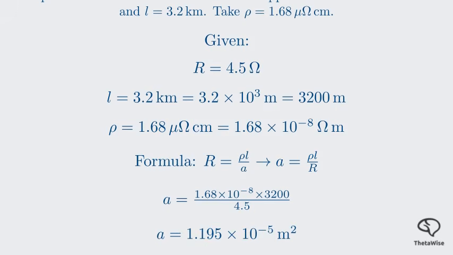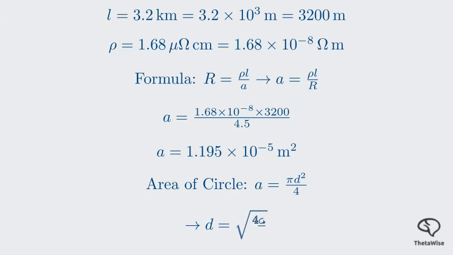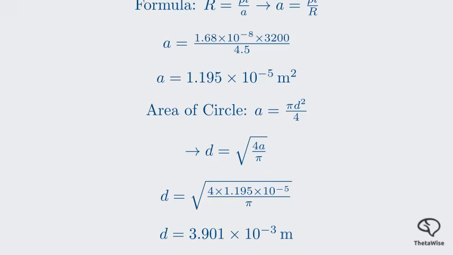Now we have the area. We use the formula for the area of a circle to find the diameter. A equals pi d squared over 4. Rearranging this for diameter d, we get d equals the square root of 4A over pi. Substitute our calculated area. D equals the square root of 4 times 1.195 times 10 to the minus 5, divided by pi. This gives us a diameter of approximately 3.901 times 10 to the minus 3 meters.